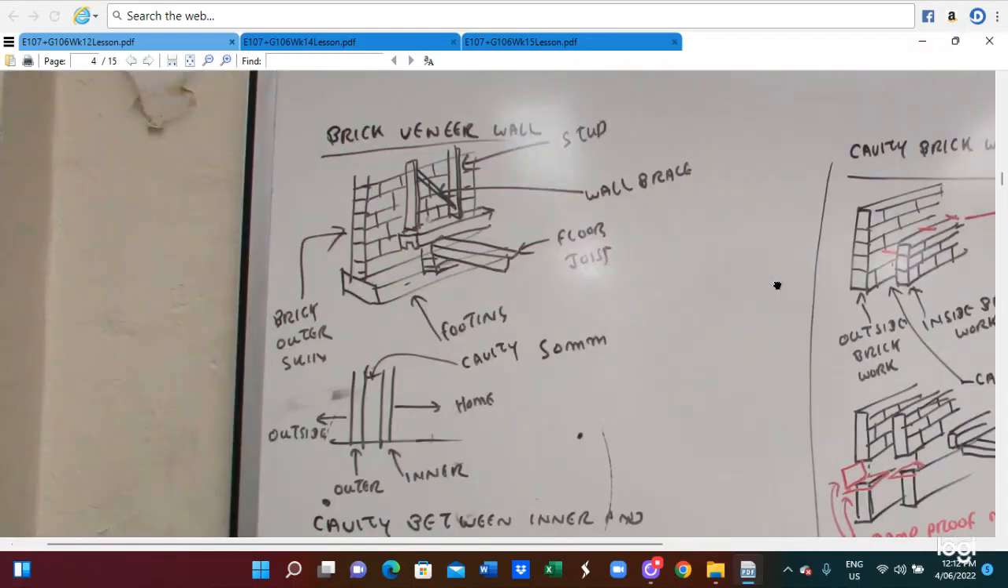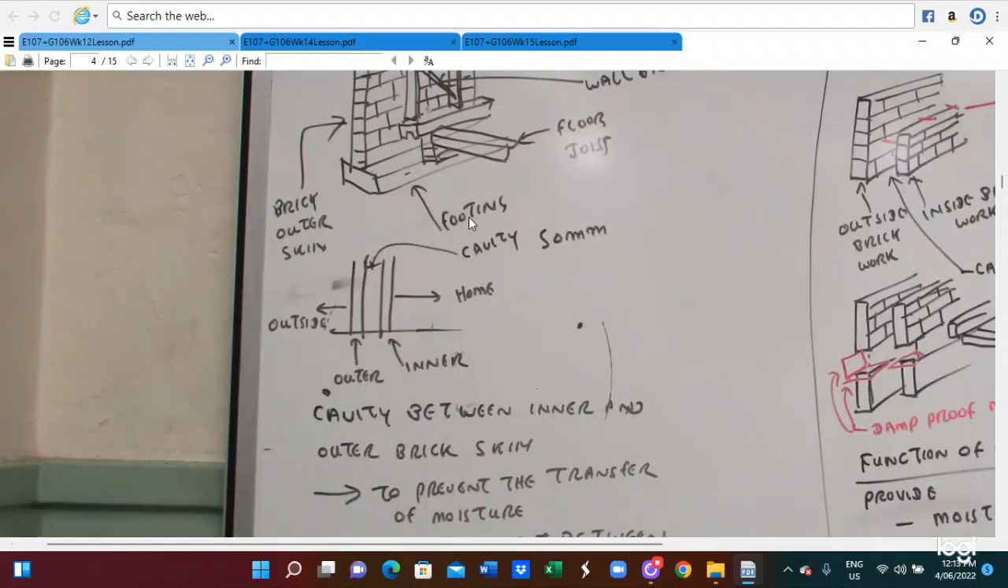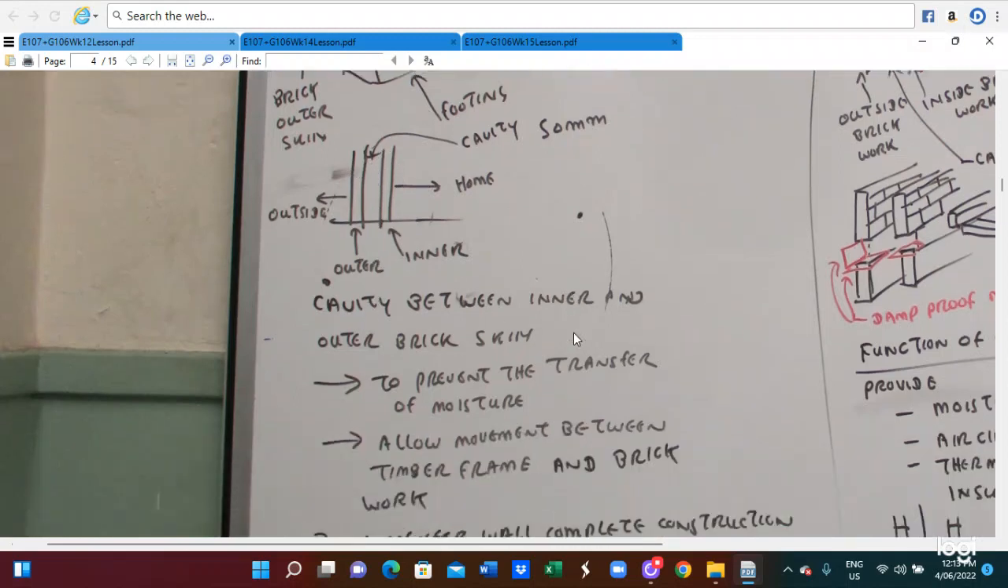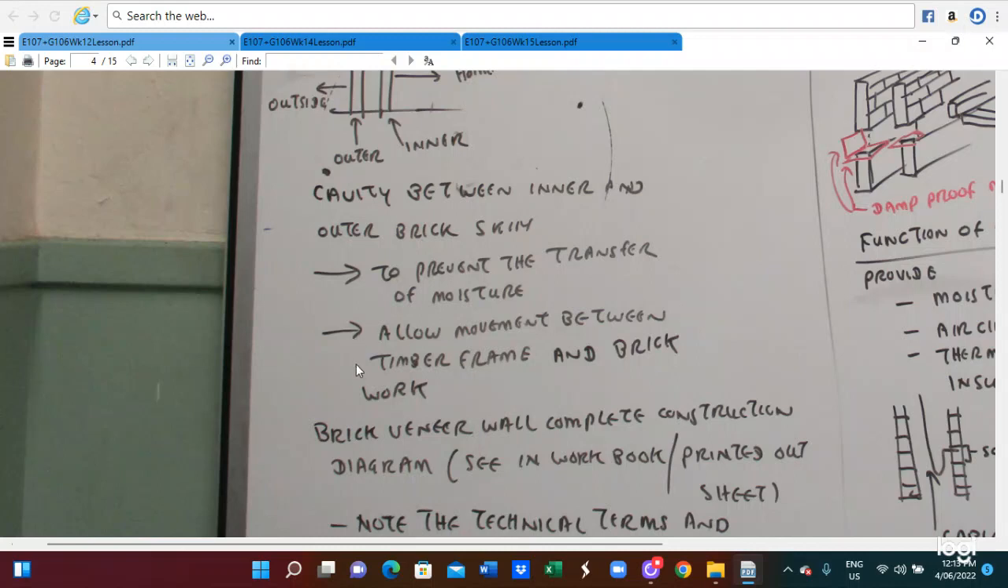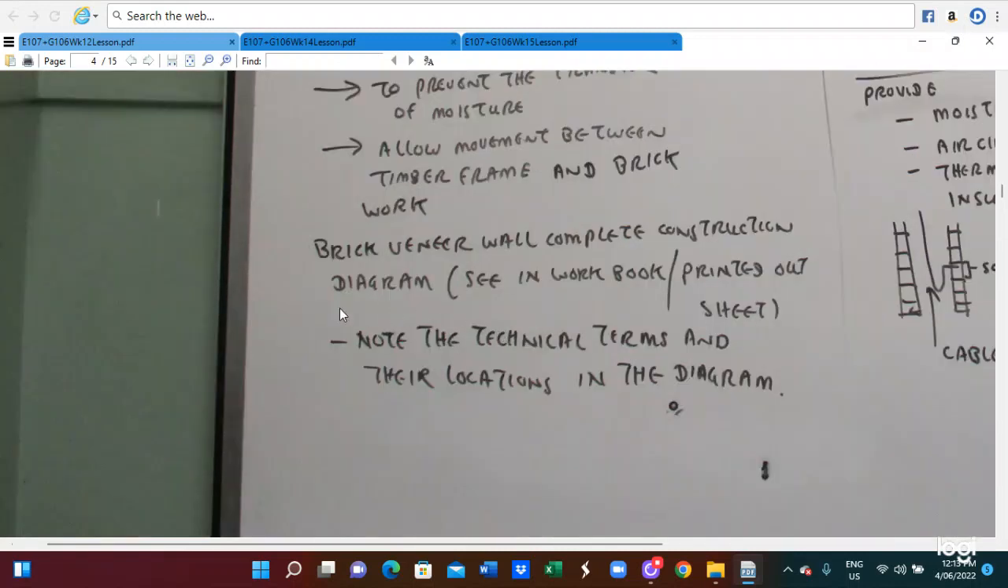Here we see a brick veneer wall. This diagram is a brick veneer wall. There is the brick outer skin, the floor joist, the wall brace, and the studs are constructed. This is the outside and inside, and this is the cavity. The cavity is between the inner and outer layer of the skin. Its function is to prevent the transfer of moisture and allow movement between the timber frame and the brick wall. The brick veneer wall completes the construction diagram.